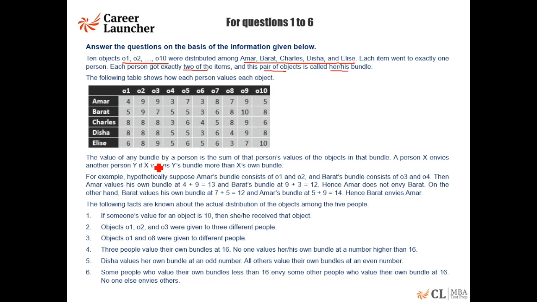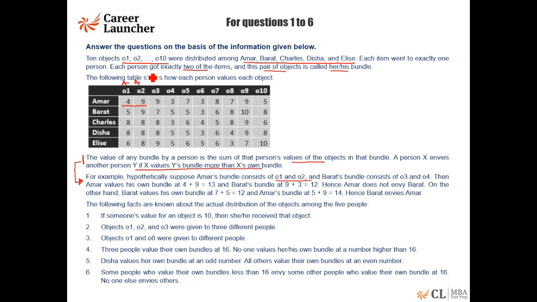Let's continue. Value of the bundle of a person is the sum of that person's value of the objects in that bundle. A person X envies another person Y if X values Y's bundle more than X's own bundle. Now this typically can be confusing, and whenever there is anything confusing, you will find CAT giving an example to justify. For example, hypothetically assume Amar's bundle consists of O1, O2. So Amar is these two. O1, O2 is Amar. Right?